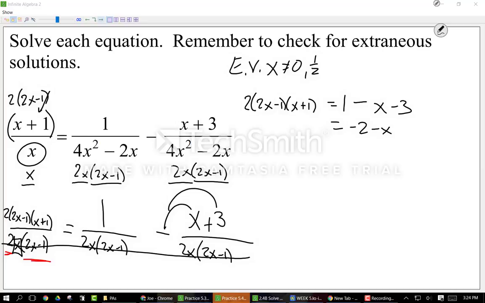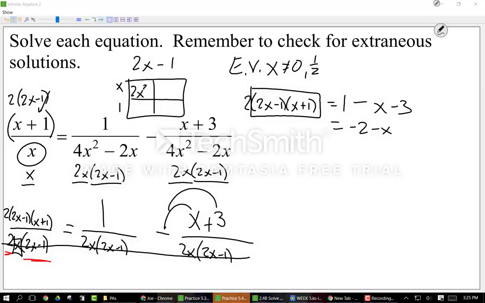On the left-hand side, it's a little weird because I have parentheses and stuff. So what I have to do is take the binomials and make a box. 2x minus 1, x plus 1, and make a box here. 2x squared minus x, 2x minus 1. So it's really 2 times 2x squared plus x minus 1, which I distribute the 2, gives me 4x squared plus 2x minus 2 equals negative 2 minus x.